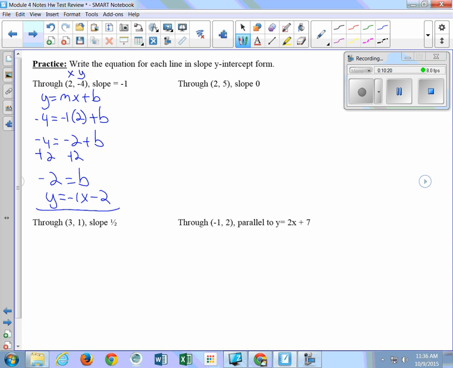Now let's do another one. Start off y equals mx plus b. There's my x, there's my y. Now I'm going to fill in the information that it's given me. So it gave me a 0 slope, gave me 5 for y, and it gave me 2 for x. I have to find the y-intercept. So 5 equals 2 times 0 is 0 plus b. So that's just b equals 5. So y equals, has no slope. So 0 times x is just 0, so we're not going to write that. And our y-intercept is 5, so the answer is just y equals 5.